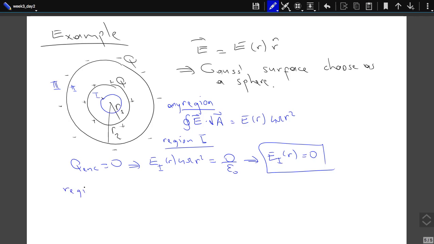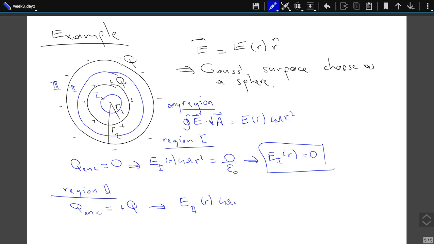Let's look at region 2. If we assume this Gauss surface in region 2, what is the enclosed charge? It's plus Q. So this tells me that the electric field in region 2 at R times 4 pi R squared is equal to Q over epsilon 0. This is the electric field in region 2 at the distance R: 1 over 4 pi epsilon 0 Q over R squared.